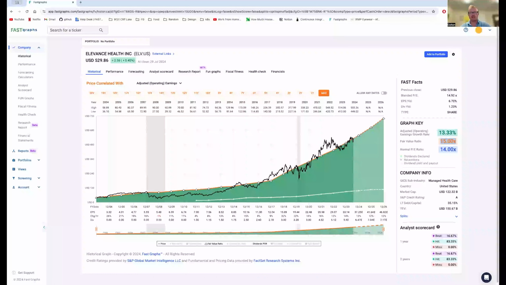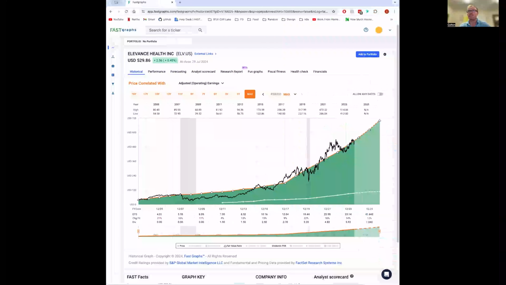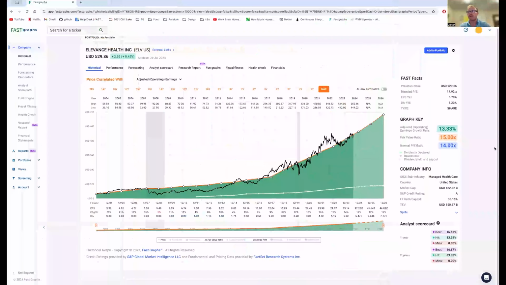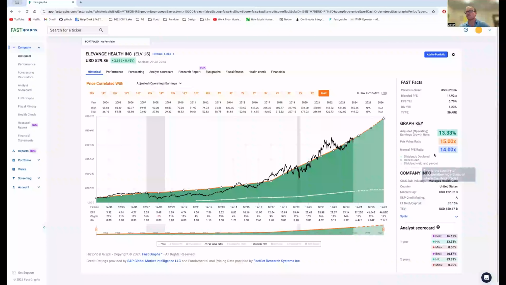So I want to take a look at a couple other companies. This is Elevance right here. This is a managed healthcare company. That's the sub industry over here. I guess before I do that, let me show a few more portions of what we're looking at over here. We have on the side here what we call fast facts. If you're on a smaller screen, you may see it below. But on normal size screens, on larger screens, it's going to be to the right.